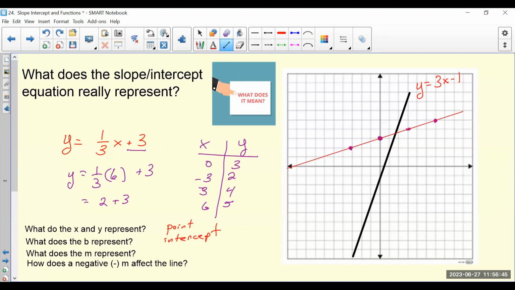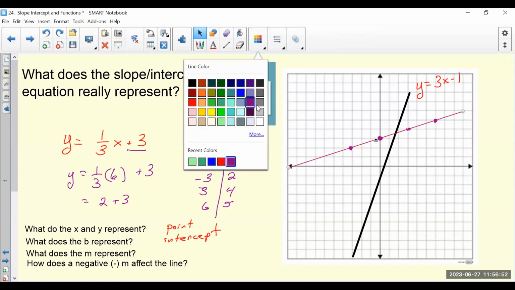I don't know why it's a red line. I would much rather have that be a purple line. You know, let's make that purple. Okay.